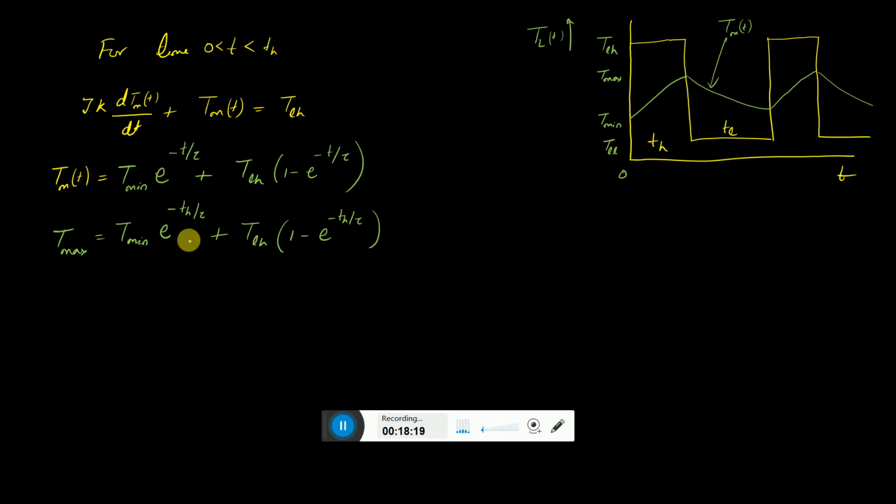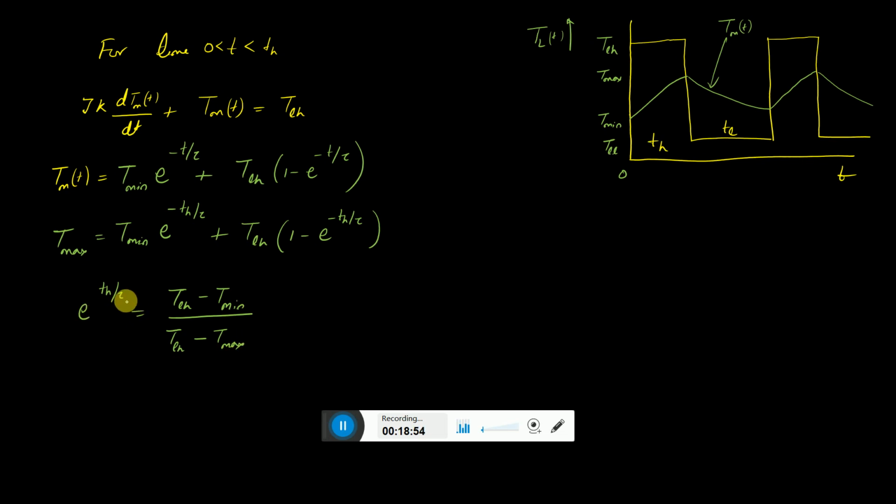Like this. Now we will solve it. After solving it, we can write e to the power TH by tau is equal to, these two terms we can take aside: TLH minus T max, and TLH minus T minimum. And if I remove this minus sign, this will just be an interchange, so above will be T minimum and here will be T maximum.